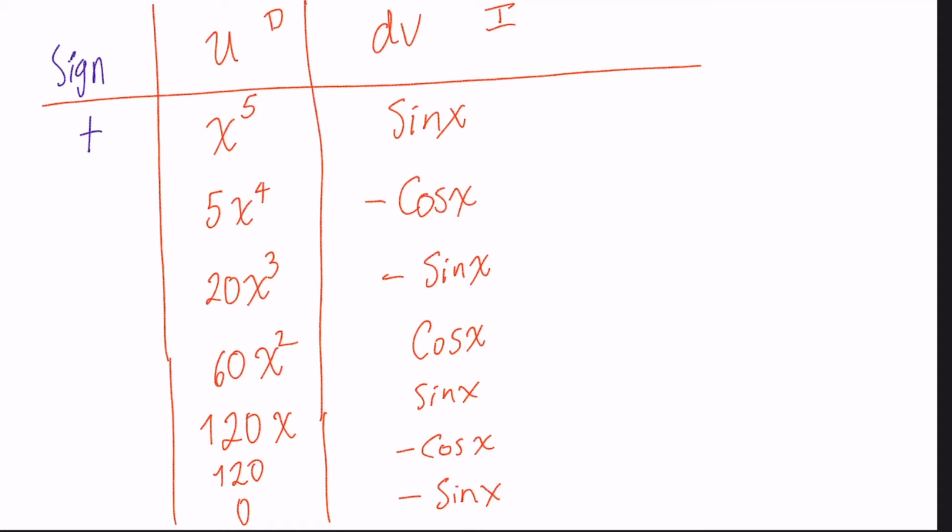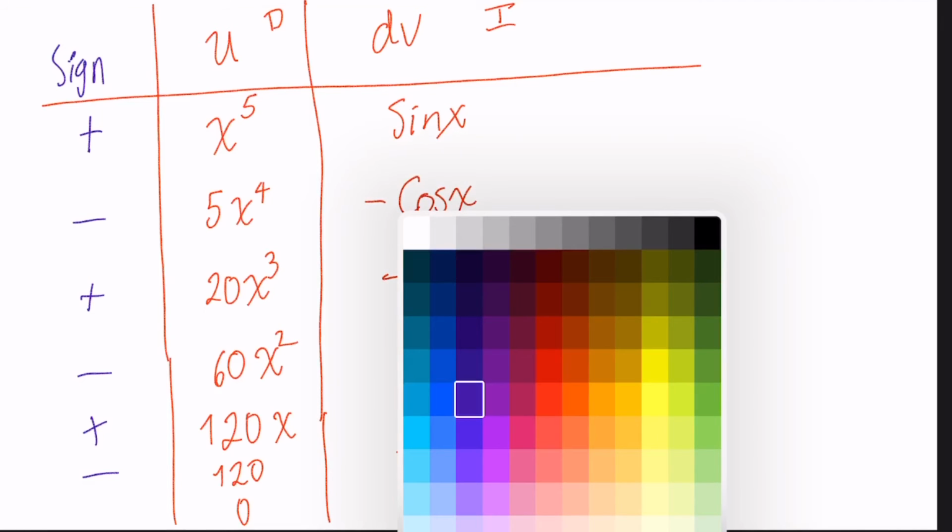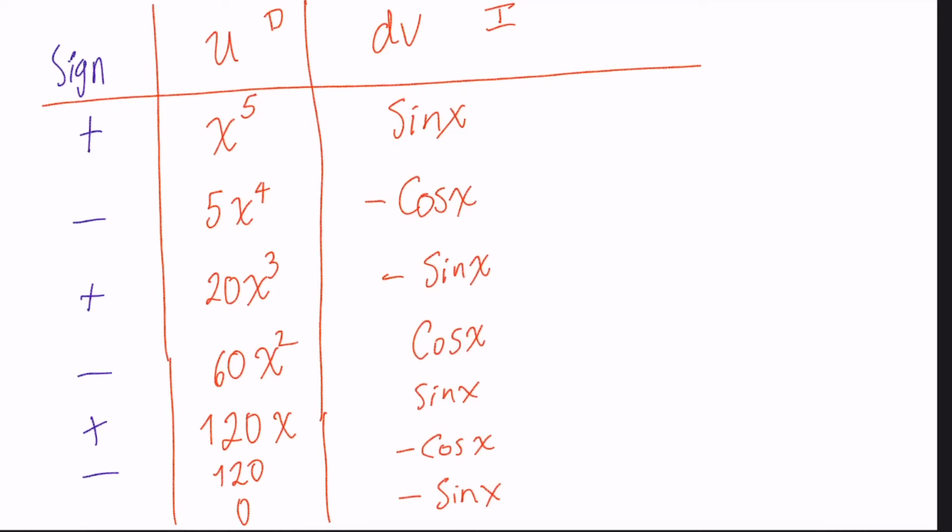The first one will be positive, negative, positive, negative, positive, and negative. And you finish when you find the number before it becomes 0. Okay. Now what do you do? Okay, I will use more colors so we can know what we will do.